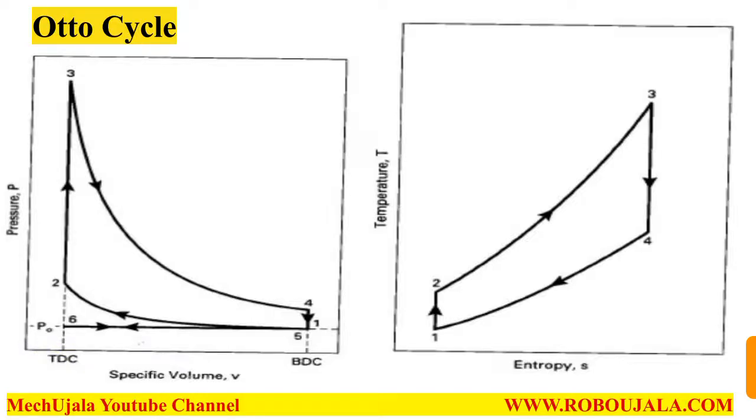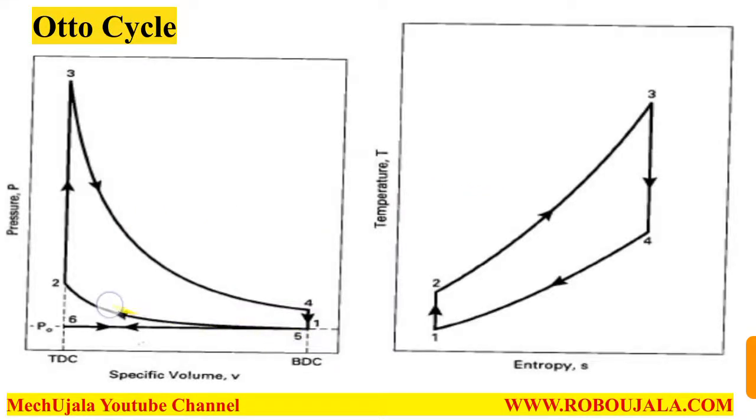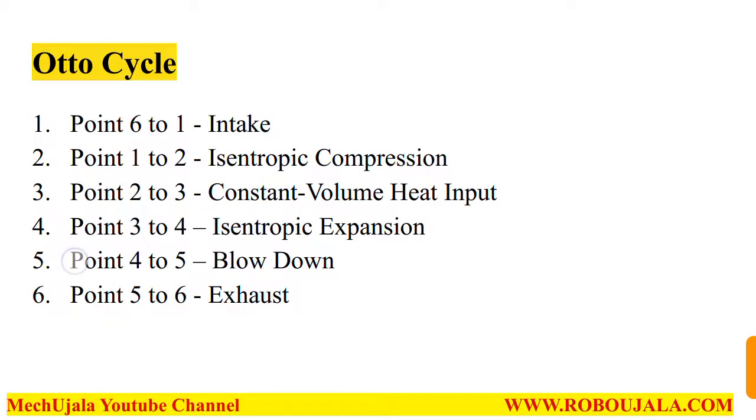Here step 6 to 1 is called as suction stroke, as I already told you about 4 stroke engines. So 6 to 1 is called as intake. As you can see here, point 6 to 1 is intake, and point 1 to 2 is isentropic compression. As you can see here, this one is isentropic compression, and point 2 to 3 is called as constant volume heat input.